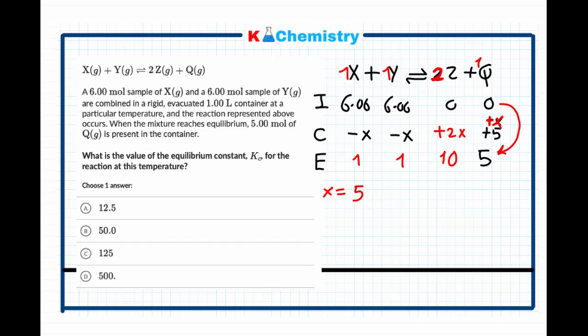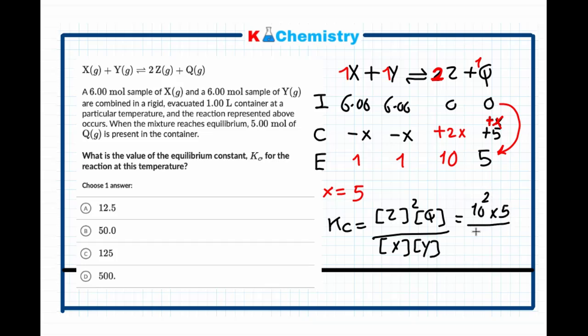Now with the equilibrium concentrations, I can just write my expression. The expression says that Kc is equal to Z to the power of 2 multiplied by Q over X to the power of 1 and Y to the power of 1. So Z to the power of 2 is 10 to the power of 2 multiplied by 5, divided by 1 multiplied by 1. So 10 to the power of 2 multiplied by 5 is equal to 500, and this is my answer in the required number of significant figures.